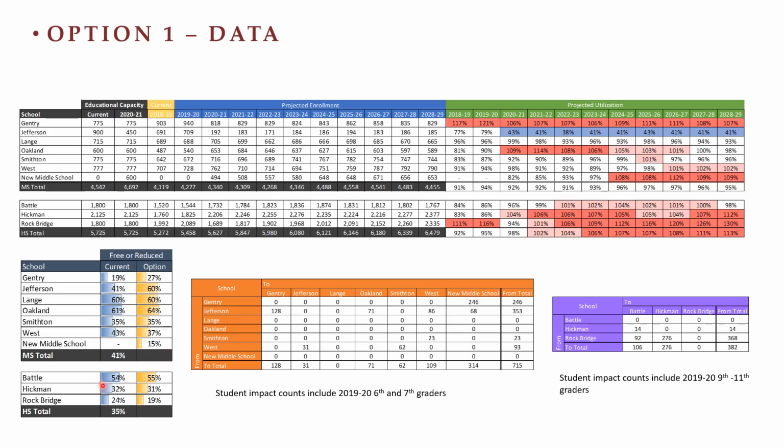Looking at the high schools, Battle would stay relatively the same, going from 54 to 55%, Hickman from 32 to 31, and Rockbridge would go from 24 down to 19. This table with the orange headers shows the number of students moving from and to each middle school. And then the purple table denotes the high schools.